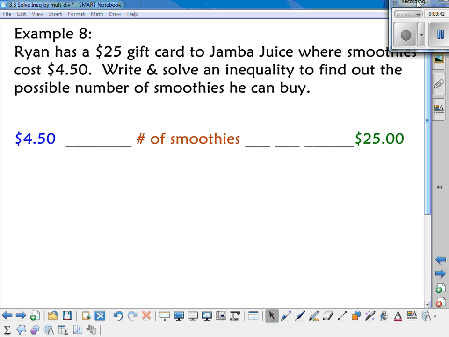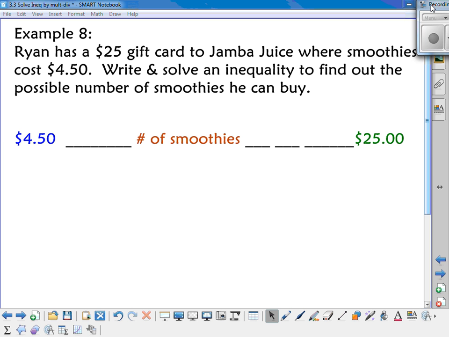Okay, so now we've got a word problem, and you're going to have some of these possibly on your homework. So let's write this down. Ryan has a $25 gift card to Jamba Juice, where smoothies cost $4.50. Write and solve an inequality to find out the possible number of smoothies he can buy.